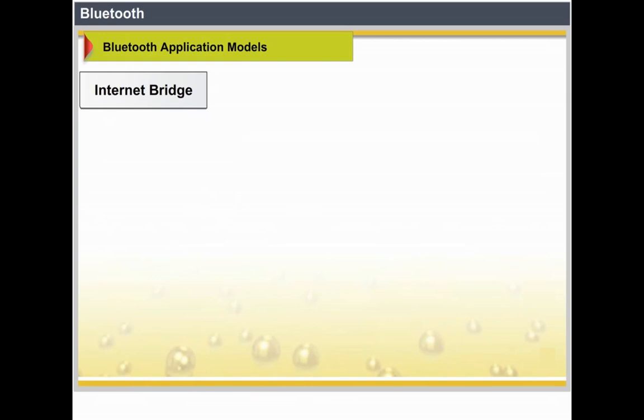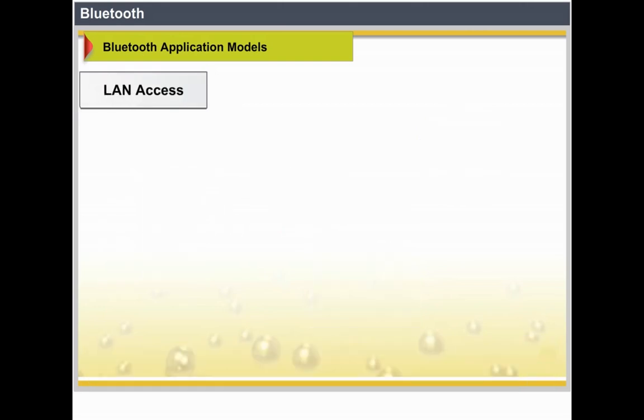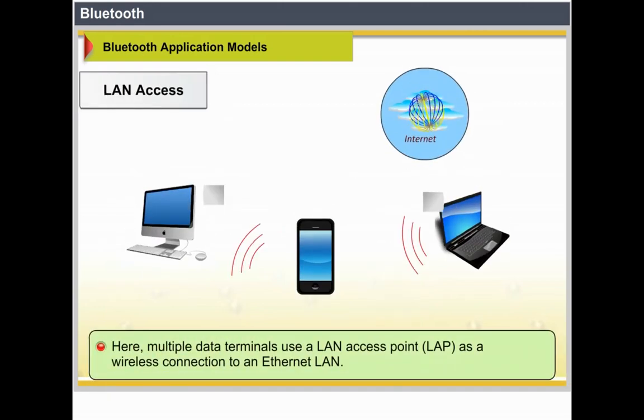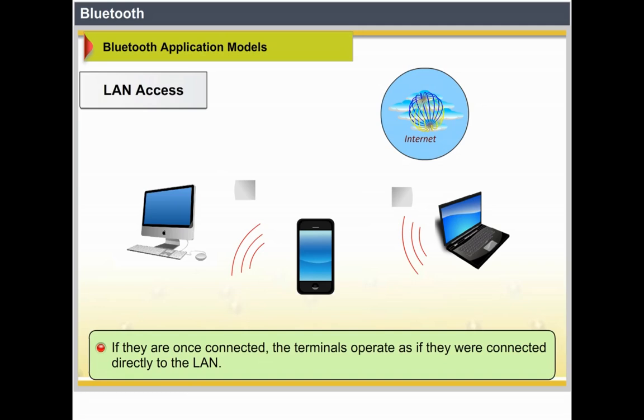Internet bridge. In this usage model, a mobile phone or cordless modem acts as a modem to the PC, providing dial-up networking and fax capabilities without need for physical connection to the PC. LAN access. In this usage model, multiple data terminals use a LAN access point (LAP) as a wireless connection to an Ethernet LAN. Once connected, the terminals operate as if they were connected directly to the LAN.